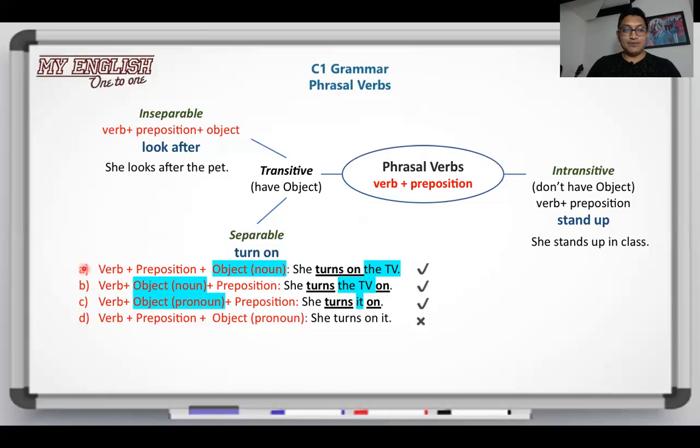So these three presentations are three possibilities that are correct, but we have to be aware of form number 4, which is incorrect: verb plus a preposition plus an object pronoun at the end. That is incorrect for phrasal verbs. She turns on it. If you want to use the pronoun it, you can only use it in form C, not at the end. So remember, this is incorrect.